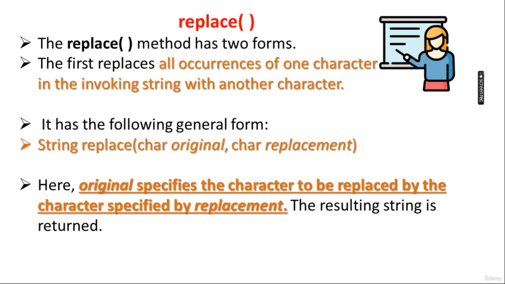Then replace. The replace method has two forms. The first replaces all occurrences of one character in the invoking string with another character. String replace(char original, char replacement). So each will be replaced, like in the previous example. Original specifies the character to be replaced by the character specified by replacement, and the result will be returned.